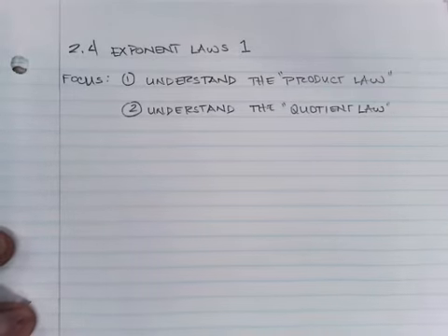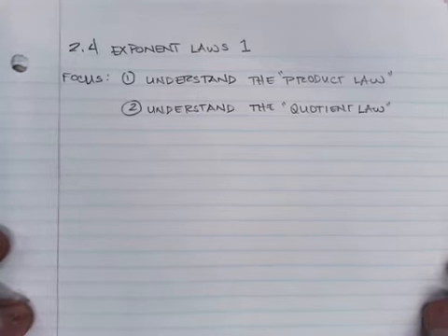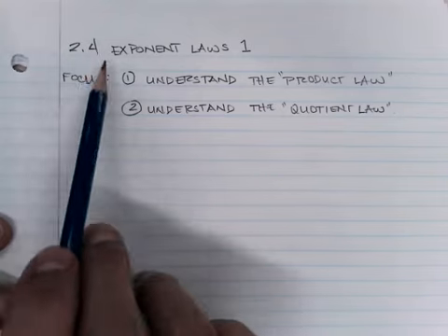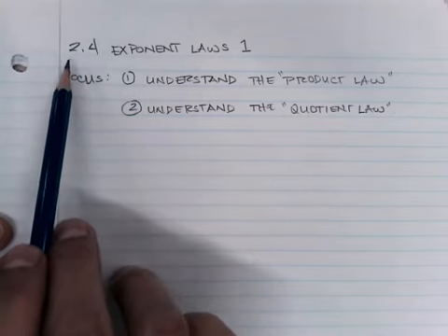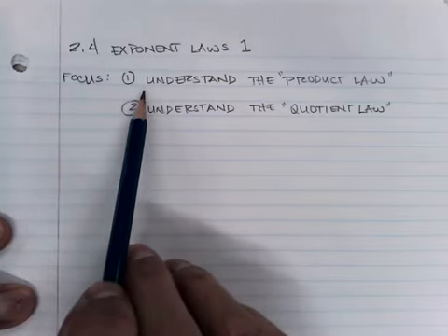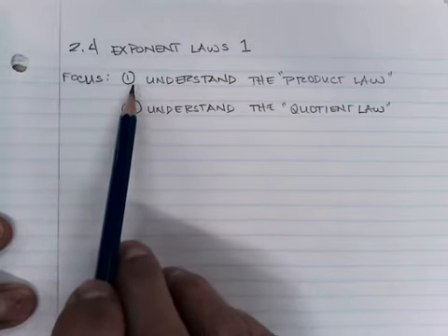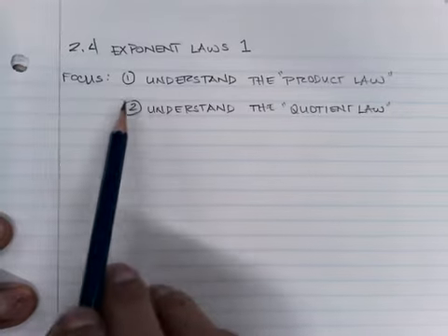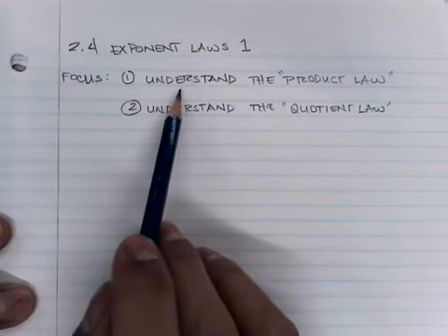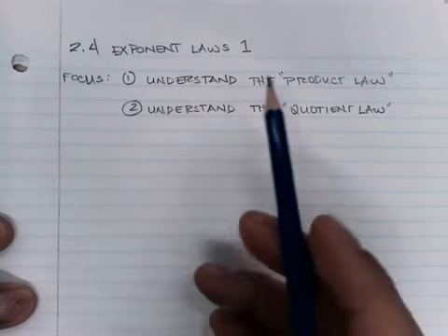All right. Hello, everyone. Welcome back to another session of Mr. D's math class. This time we're going to be moving on and we're going to study the 2.4 Exponent Laws Part 1. And it has two parts in it, actually. One is understanding the product law, and the other one is understanding the quotient law. Okay. And we will begin with the product law.